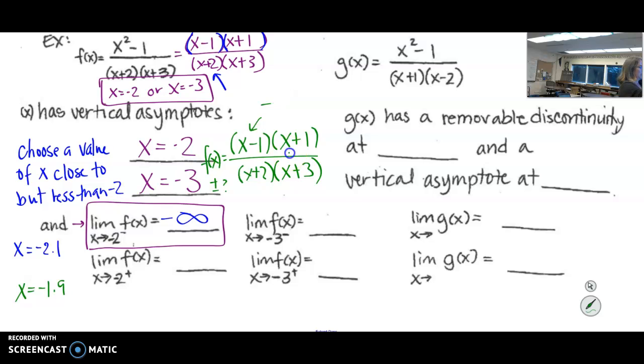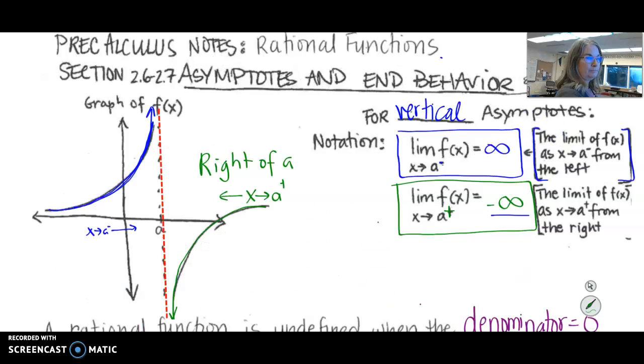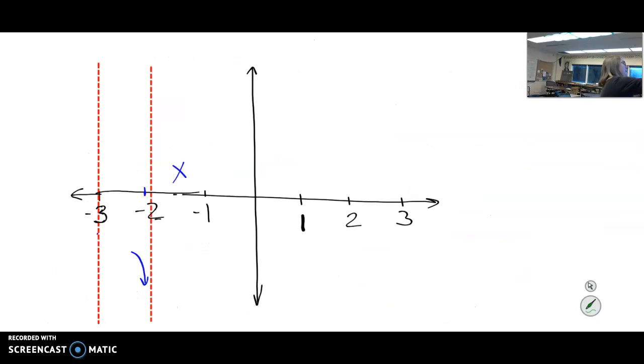And then putting in -1.9 plus 1, we get another negative. Down here, -1.9 plus 2 is positive, and -1.9 plus 3 is also a positive. So now we have a negative times a negative, which is a positive, divided by a positive. So we end up with positive infinity. So as x approaches -2 from the right, it's going towards positive infinity.